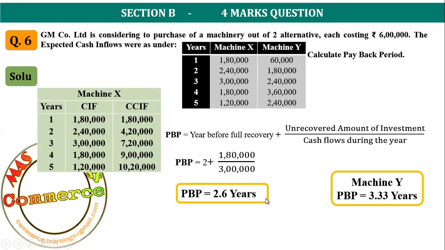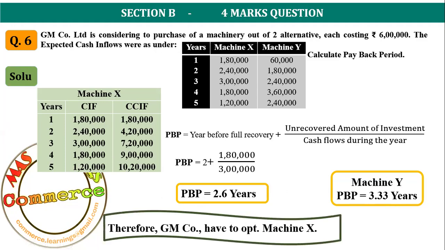Now, which machine is better? Machine X, of course, because the payback period is less. Therefore, GM Company has to opt for machine X.